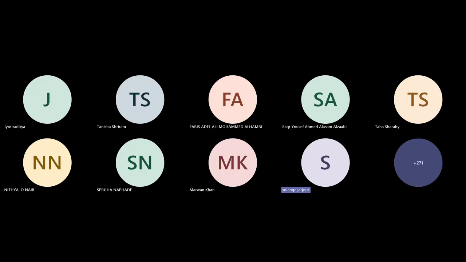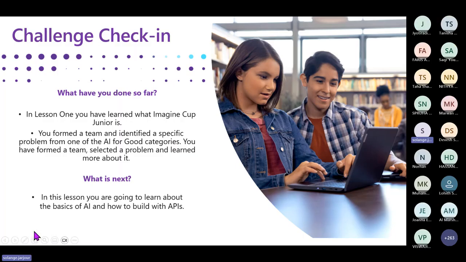On what we did last time. Last time during our session, we were introduced to the competition Imagine Cup Junior UAE. You were able to form a team. You were able to select one of the five categories that we have. We brainstormed a lot of problems under each category. And finally, you were able to select one of the problems.